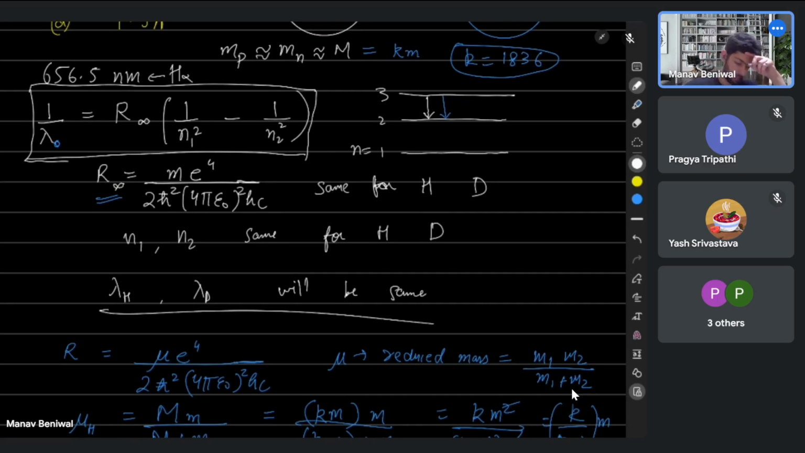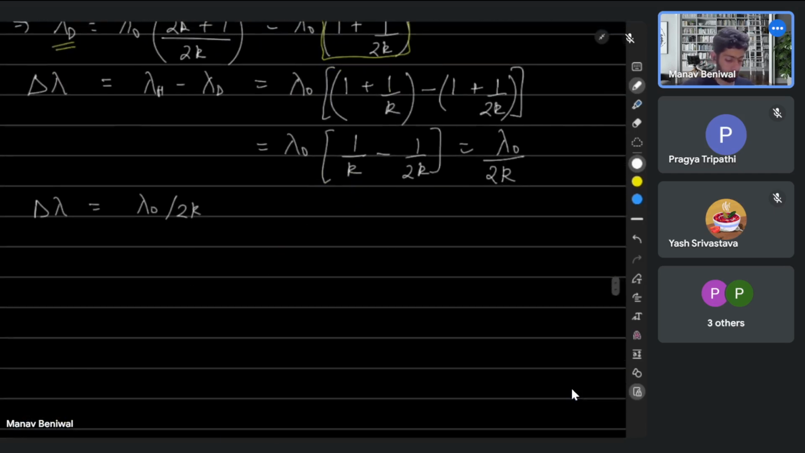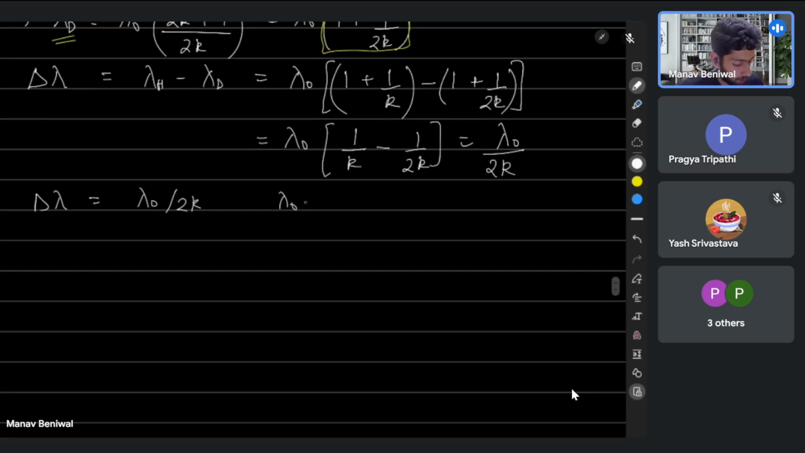Okay, and this comes in when you plug in the value of R infinity and the values of N1 and N2 as 2 and 3. So your lambda naught is basically 656.5 nanometers.